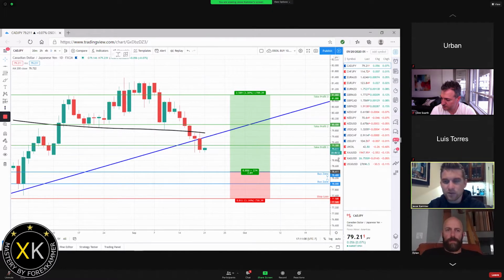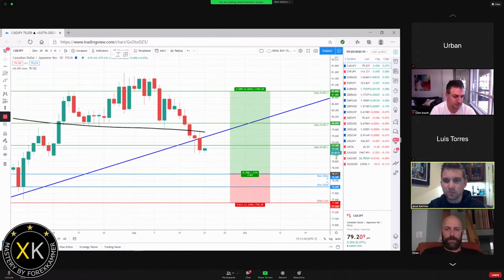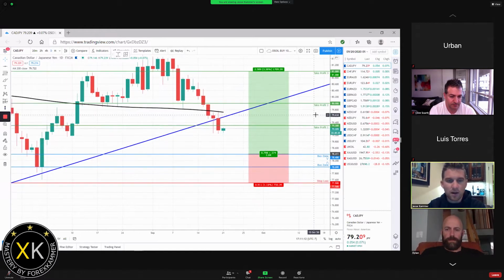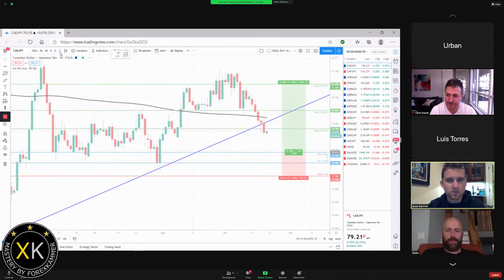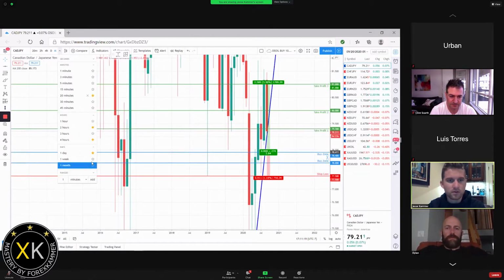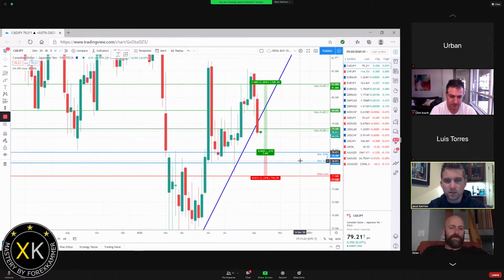All right, so we have a buy zone here. I don't have any buy limits put in place yet. When I actually zoom out, let's go to not a monthly, let's go to a weekly time frame.